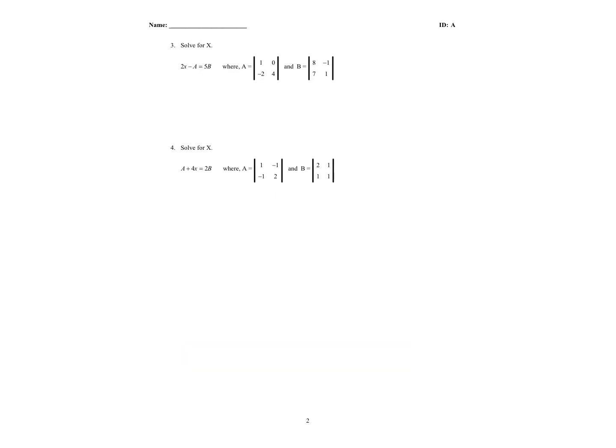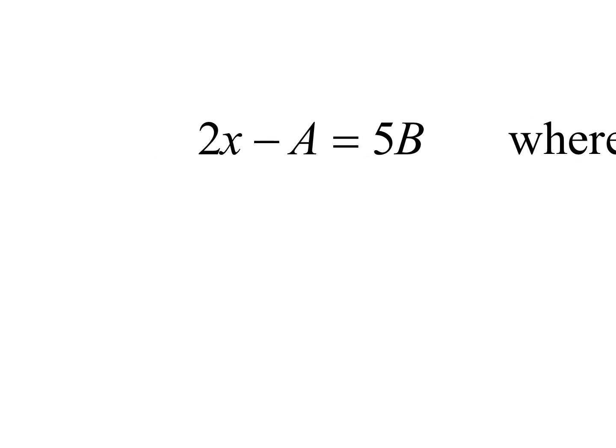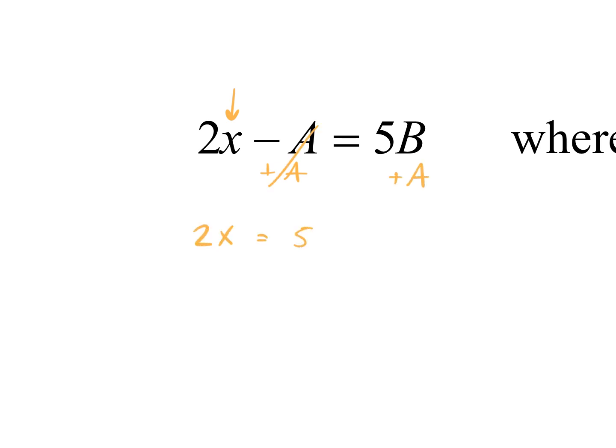All right, let's look at 3. So we want to solve for x. First thing we want to do is solve our little equation here for x, and then we're going to plug in our matrices and do whatever the math tells us for our matrices. So when I solve for x here, I want to add a to move it to the other side. So 2x equals 5b plus a. Then what should we do next? Divide by 2. So x is equal to 5 times b plus a over 2.